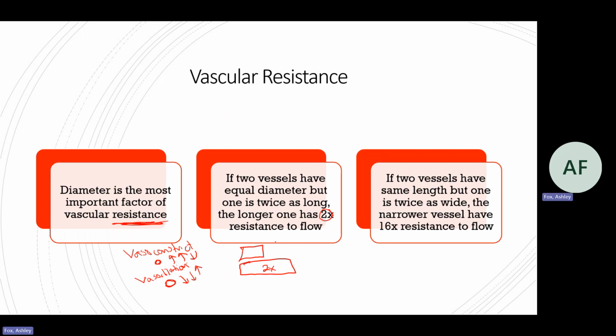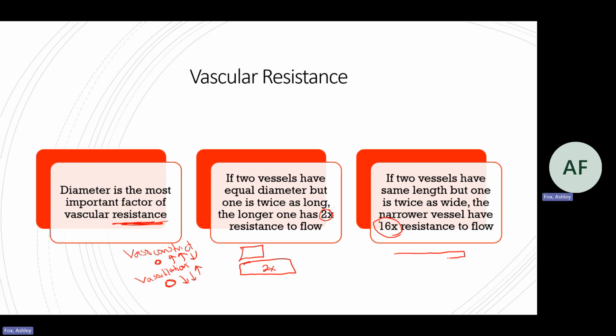But again, that's not changing. You can't change the length of your blood vessels. So what we look at, and a more important factor, is diameter. If 2 vessels are the same length, but one is twice as wide as the other one, then the resistance is 16 times. So you go from a 2 times to a 16 times.